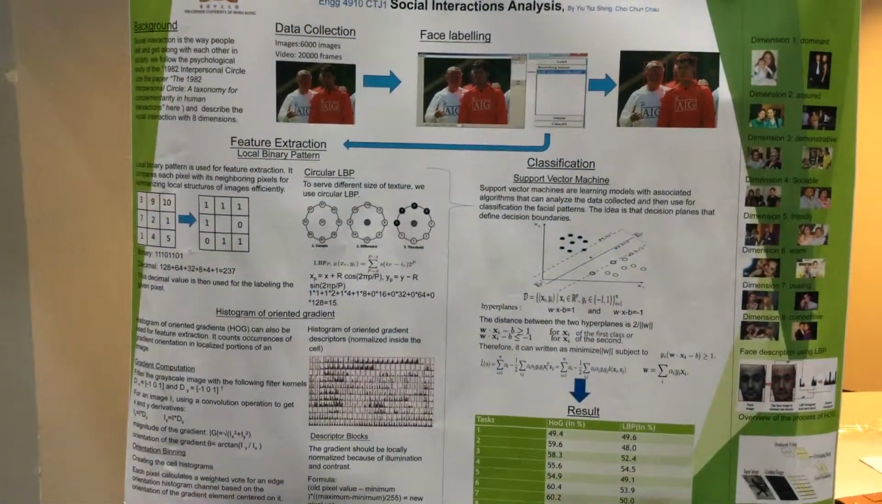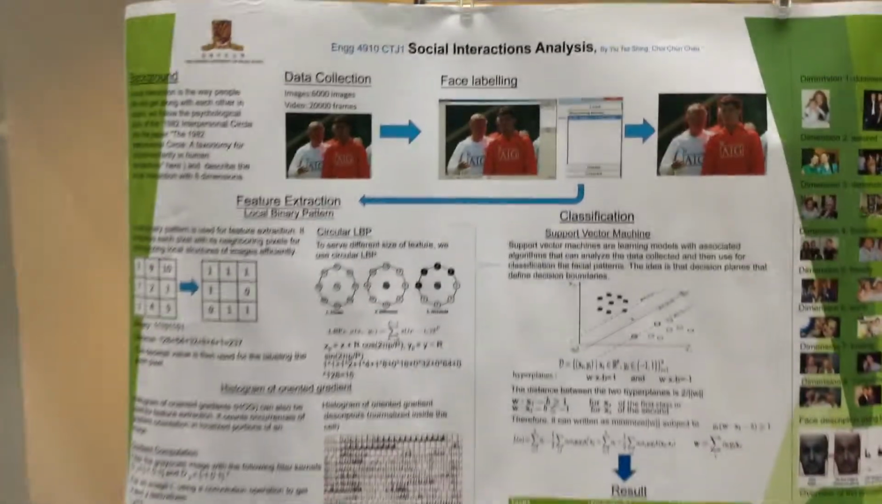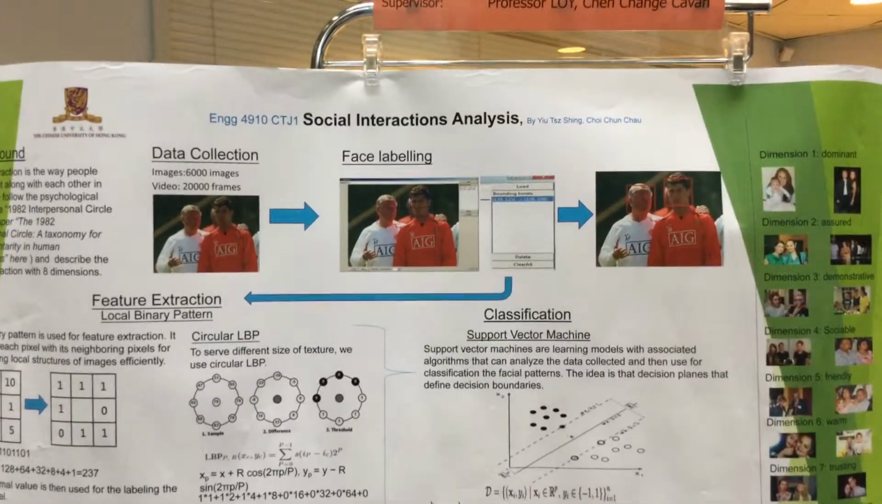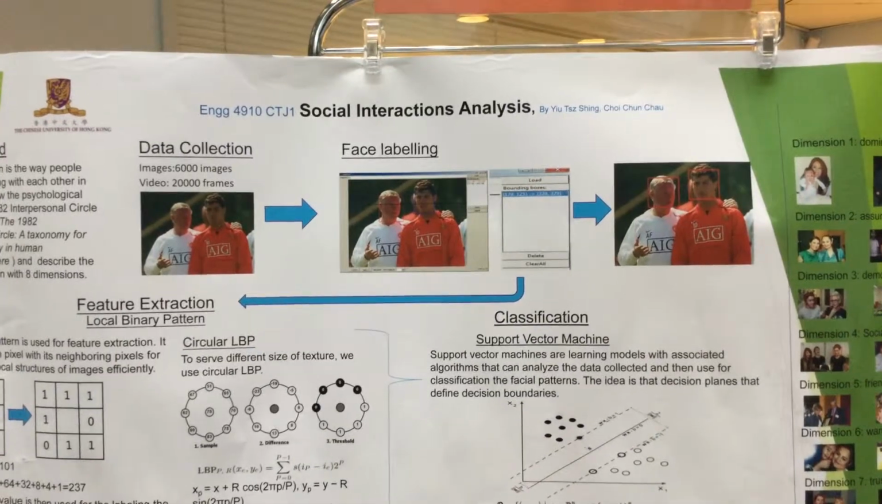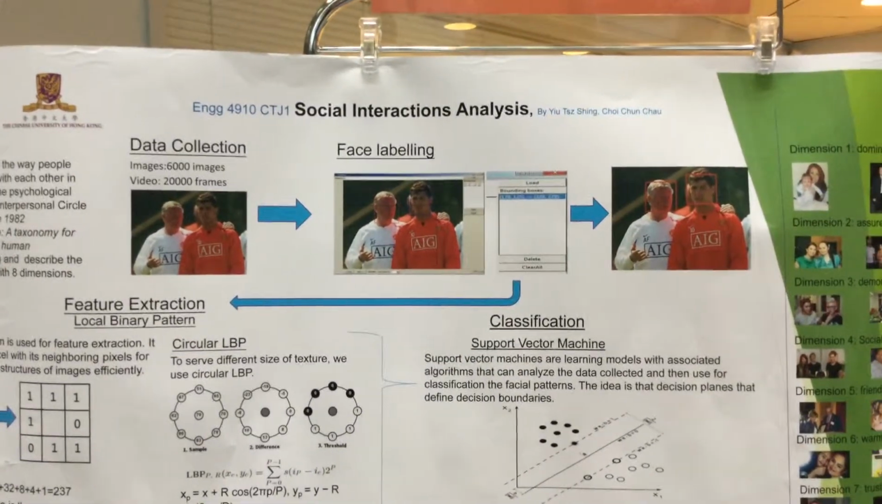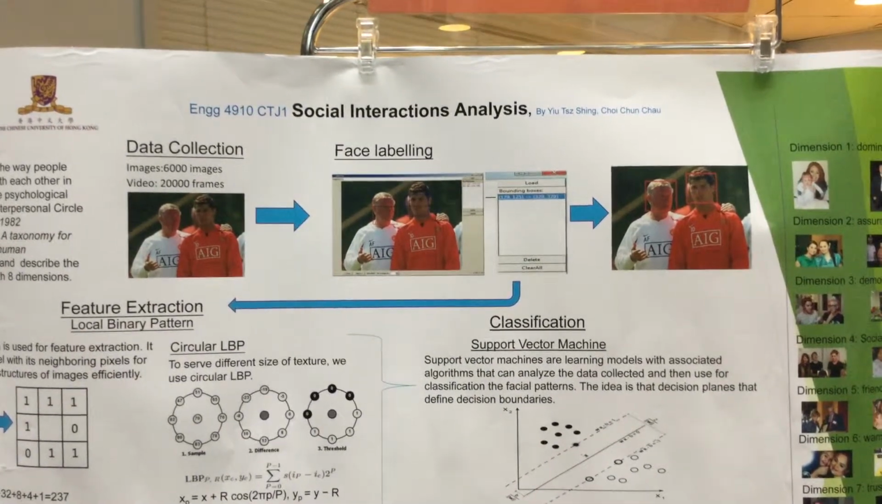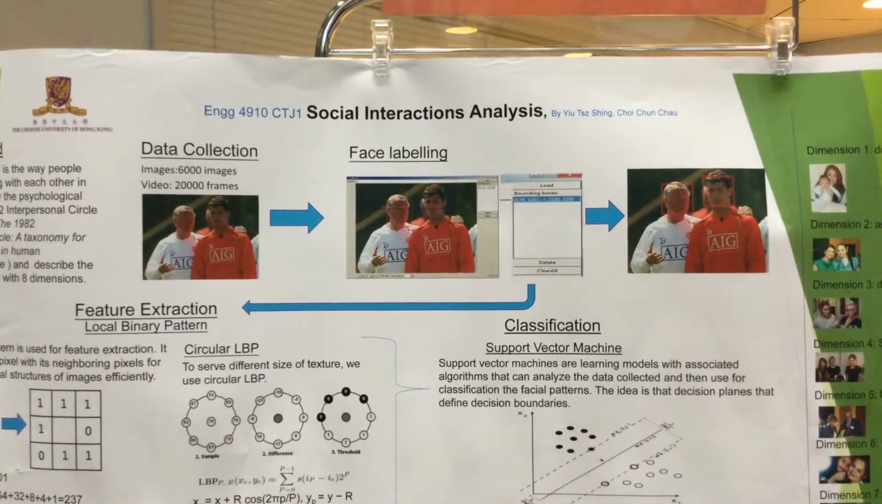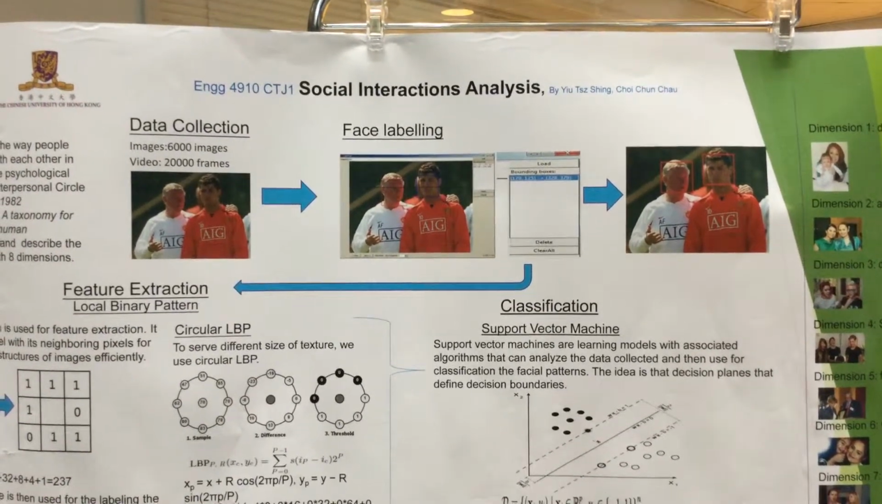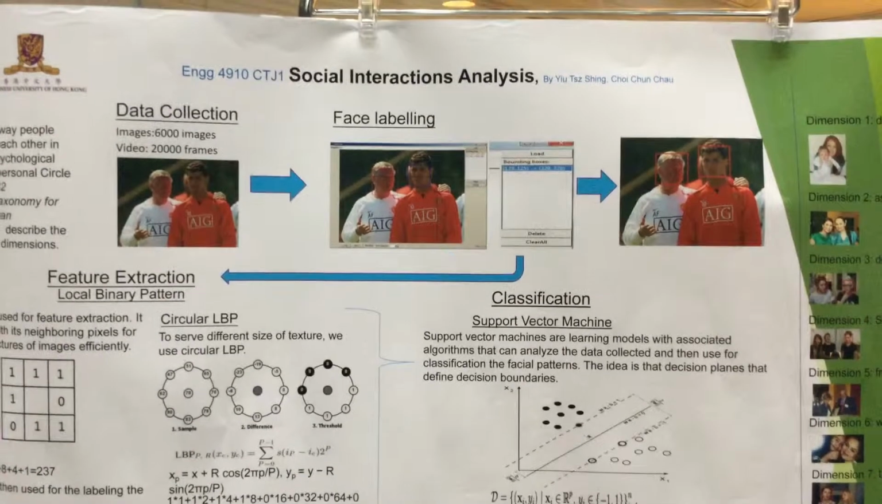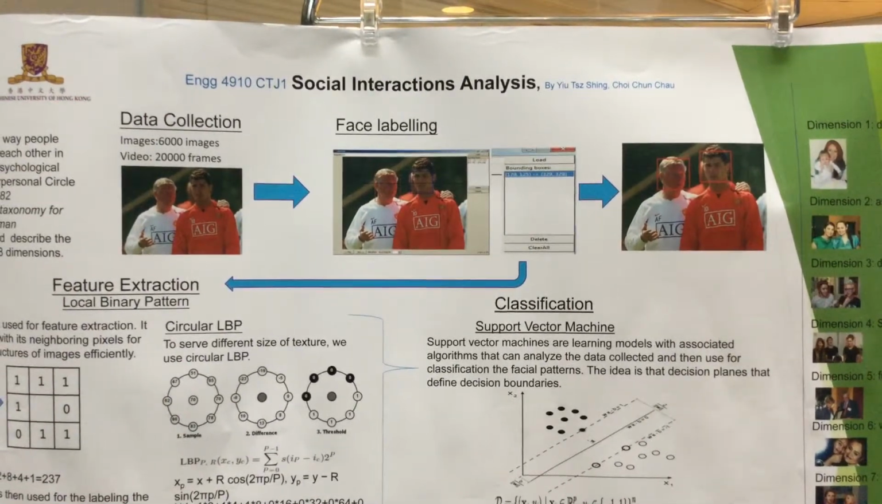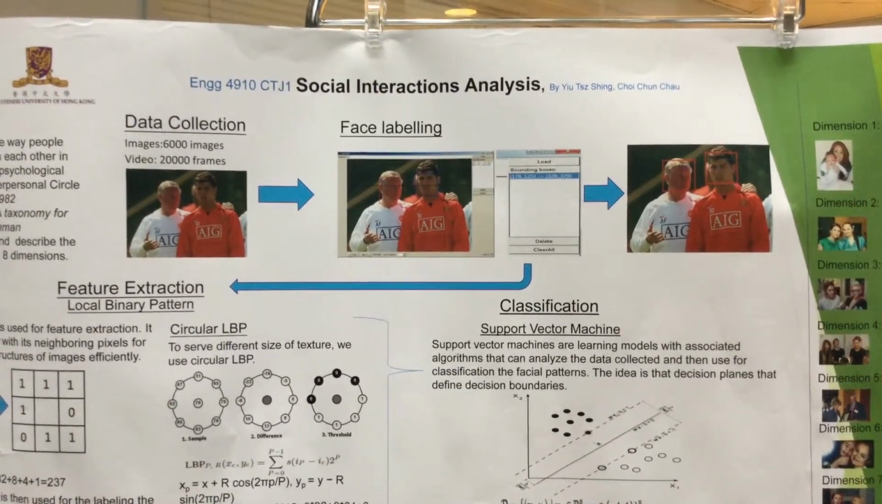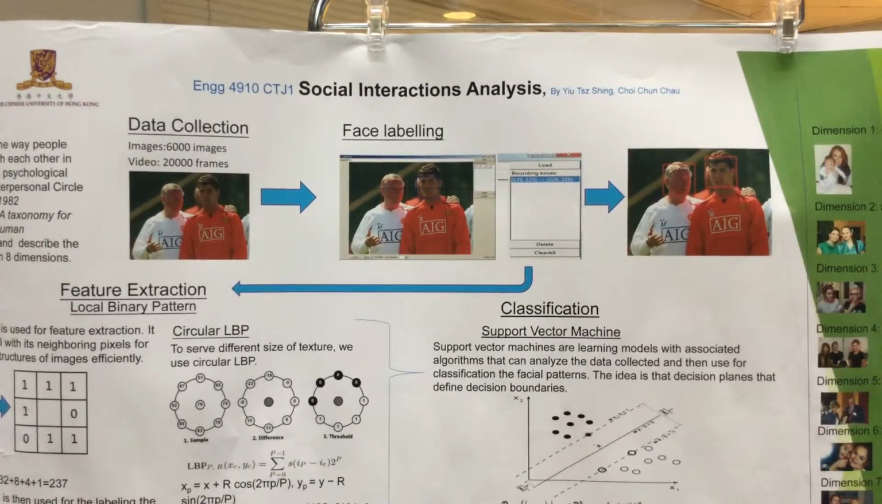Then we talk about the data collection. The data collection is separated into 2 parts. One is the images, the other one is the video frames. For the images and the video frames, we also get them from the internet. They are from some Oscar movies, YouTube talk shows, and some famous people's photos. Our target is to get 6,000 images and 20,000 video frames.